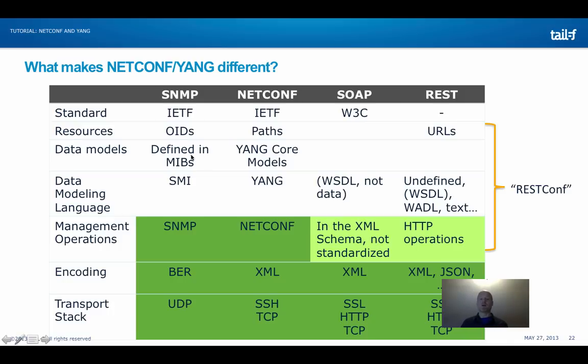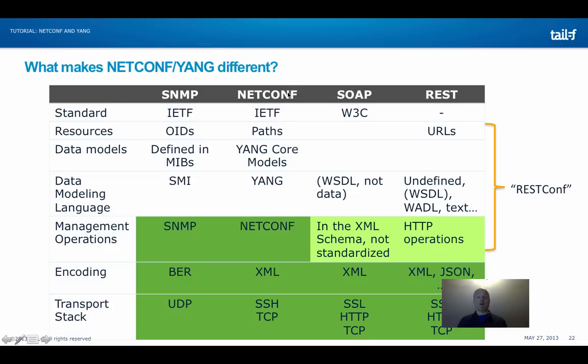The data models are defined in MIBs. MIBs are written in the SMI data language, and we have the SNMP protocol ops, get, next, set, etc. And we have a binary encoding, and SNMP is connectionless over UDP.